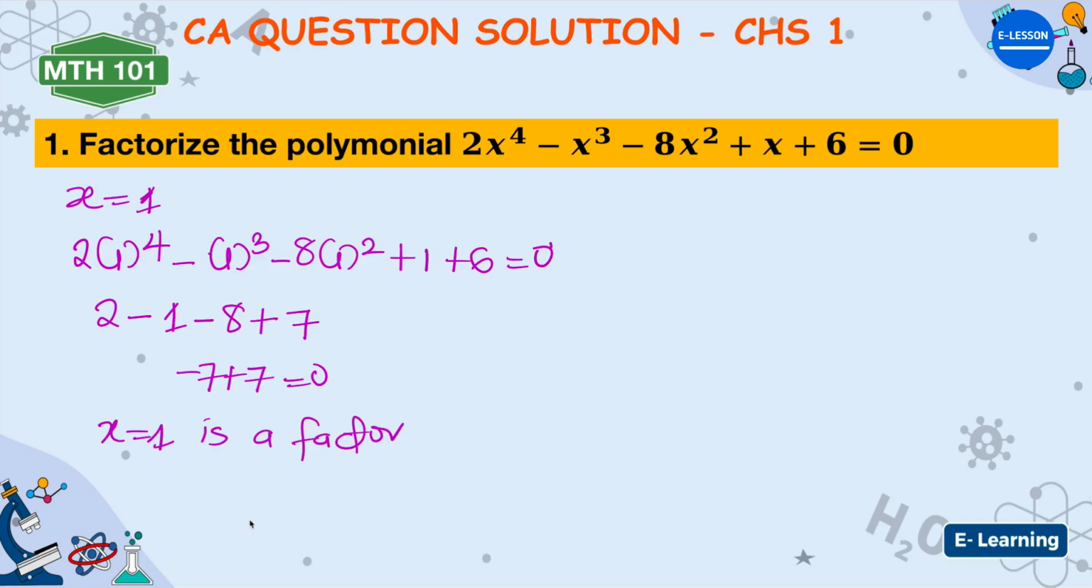Now, what does that imply? What that implies is that x minus 1 equals to 0 is a factor, because if you take this one to this other side, it gives us a negative value. So bracket x minus 1 is the factor. Now we are going to use what we call synthetic division to divide this and then break this down.